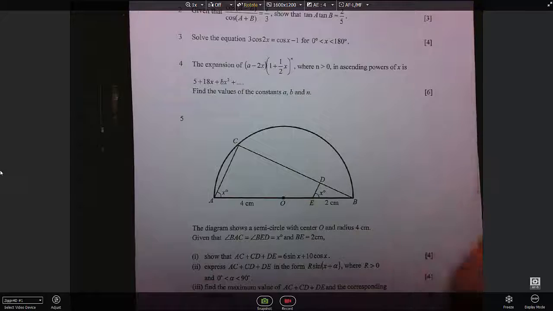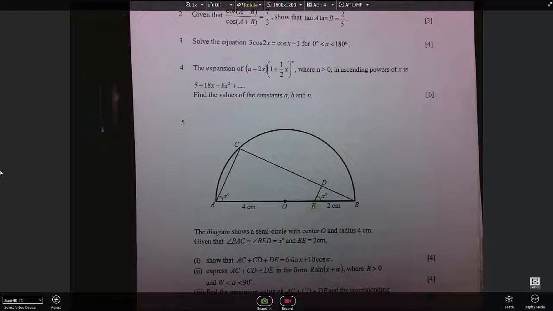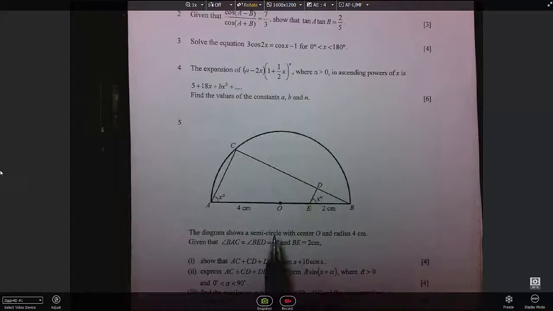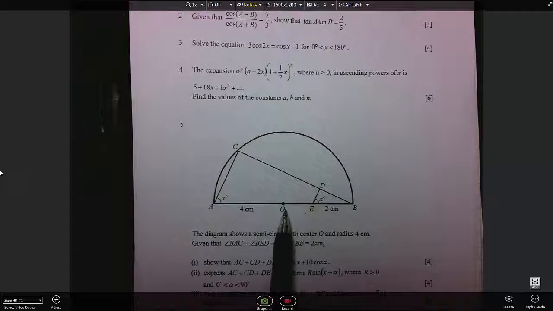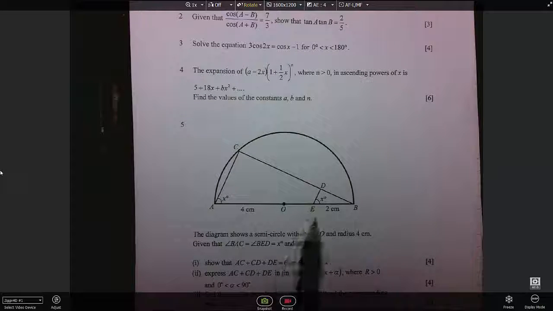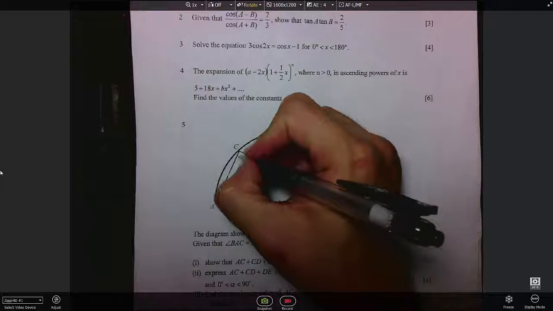Okay, and now we have question 5. The very first thing you need to notice for question 5 is this: AE is 6 cm, because O is the center and OB is a radius of 4 cm, so AE is 6 cm. Many of you thought that AE is 4 cm, that's incorrect. AE is 6 cm.